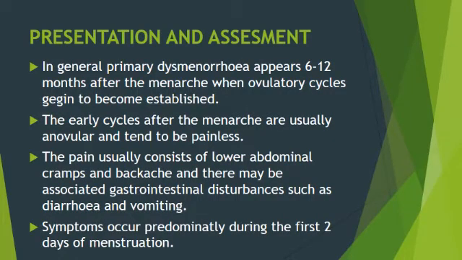Presentation and assessment: in general, primary dysmenorrhea appears 6 to 12 months after the menarche, when ovulatory cycles begin to become established. The early cycles after the menarche are usually anovulatory and tend to be painless. The pain usually consists of lower abdominal cramps and backache, and there may be association with gastrointestinal disturbances such as diarrhea and vomiting. Symptoms occur predominantly during the first 2 days of menstruation.